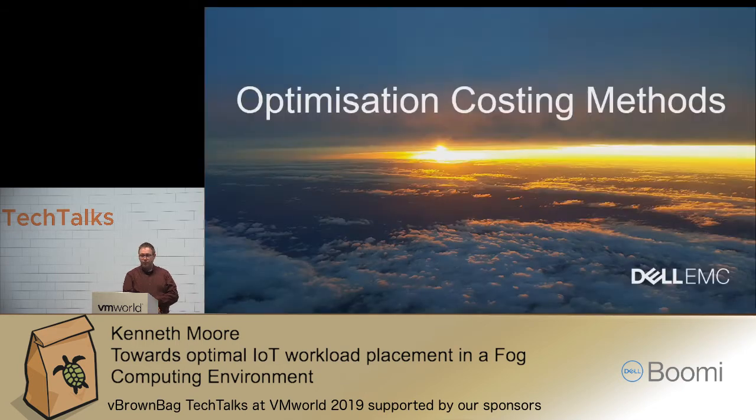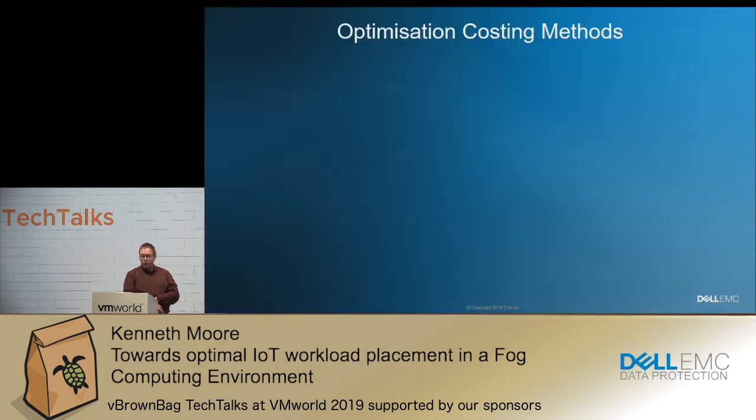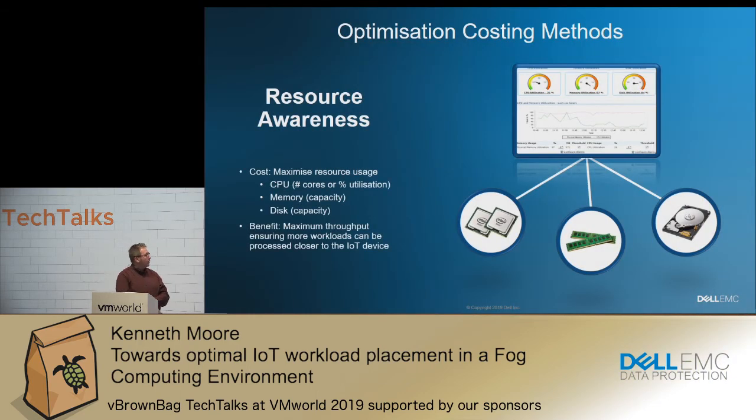So we spoke about where to place, we spoke about who makes that decision. But how do they make that decision? What are the factors required to make that decision? Again, there are three key areas to look at here. The most common, most obvious is resource awareness. How busy is the nearest fog edge node? How busy is the CPU, the RAM, the storage? Does it have the capability of actually taking the load that's coming towards it?